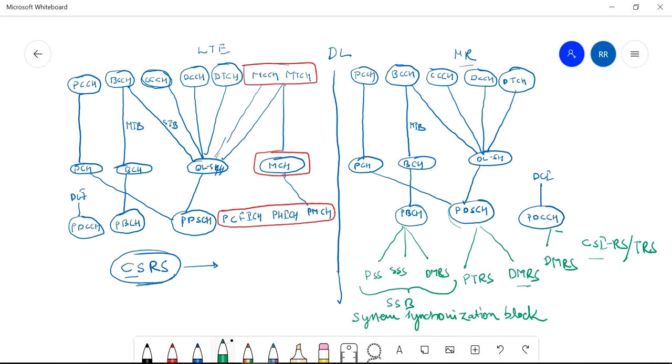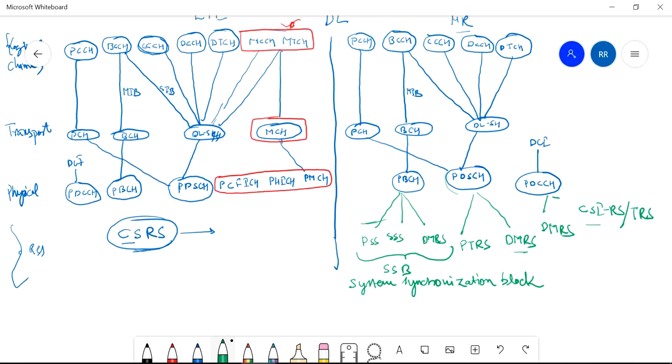Broadly, the upper ones are logical channels. These are transport channels, these are physical channels, and these are reference and sync signals. So the difference, we can say, is that the red part is not present in NR, and the green part is present in NR, not in LTE. This is the difference in downlink.